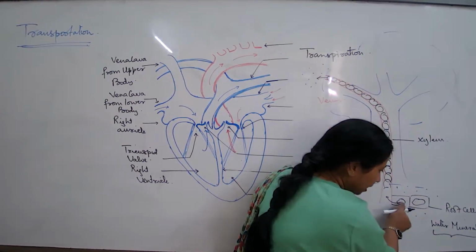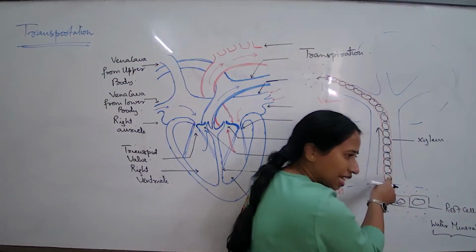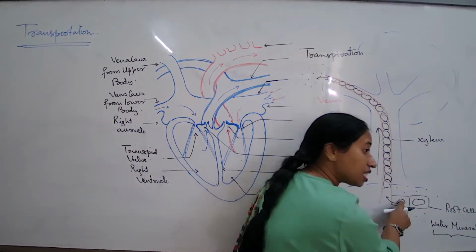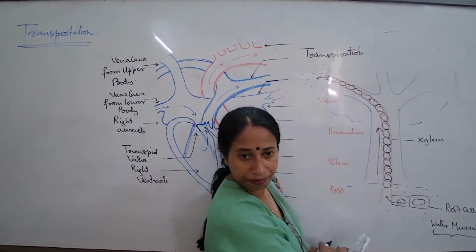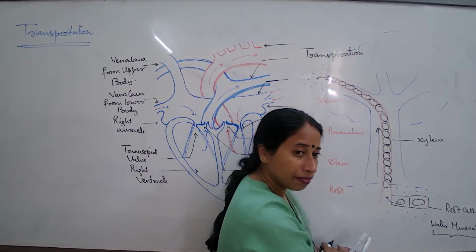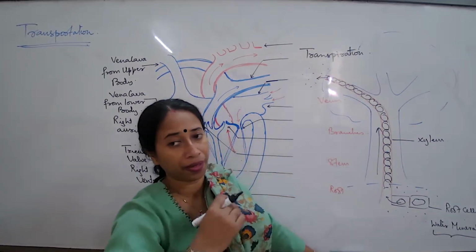Because these root cells, when giving away water to the xylem tube, is the sap of the root cell becoming concentrated? Yes, ma'am. What is that? We had studied last year, cell organelle. What is that?